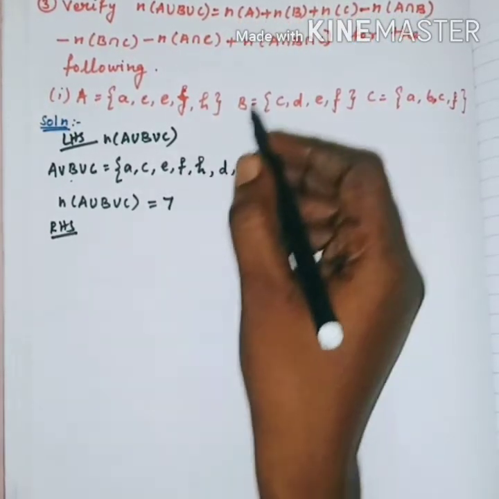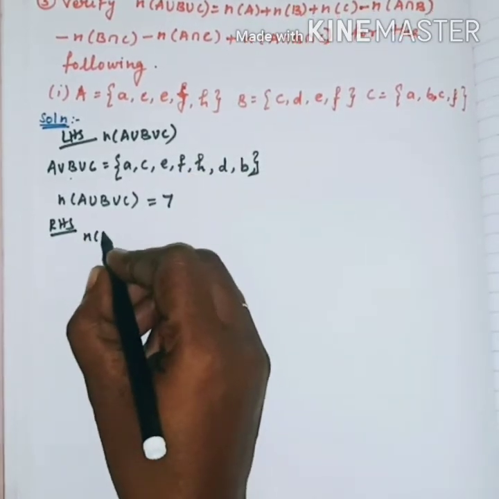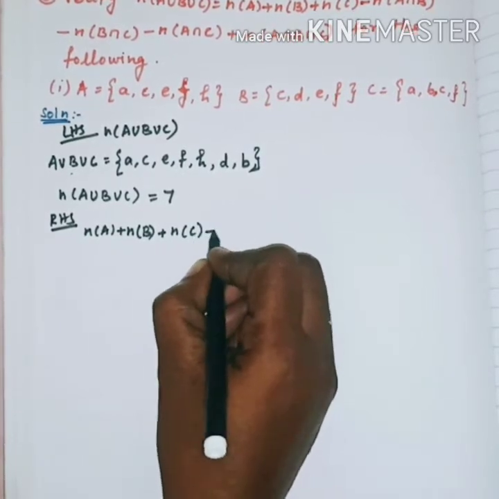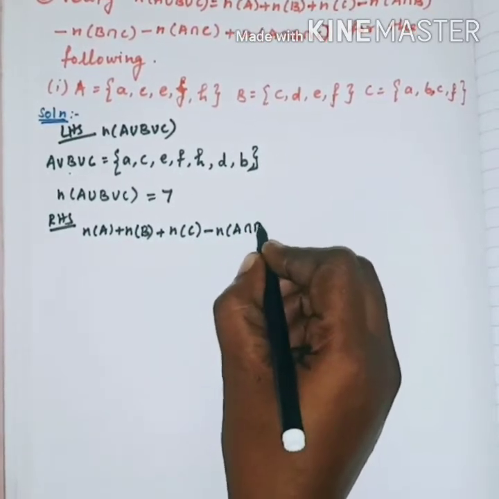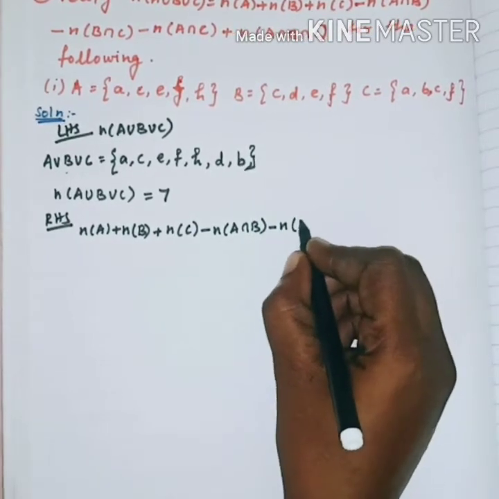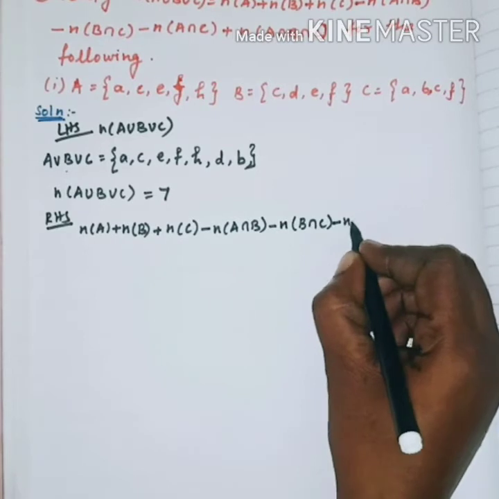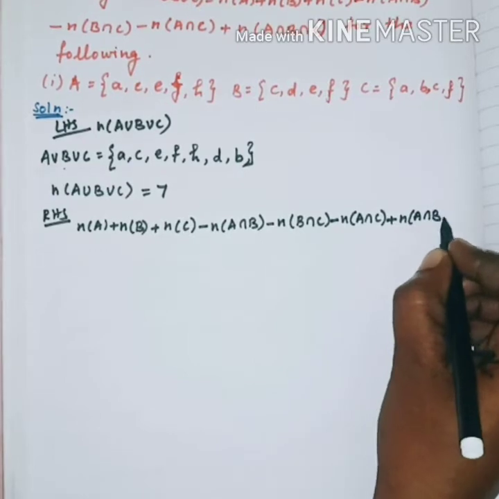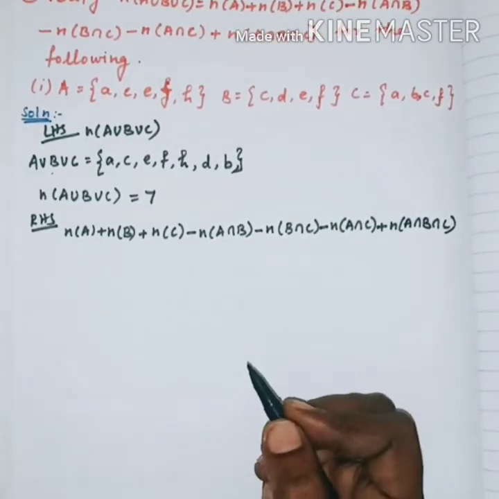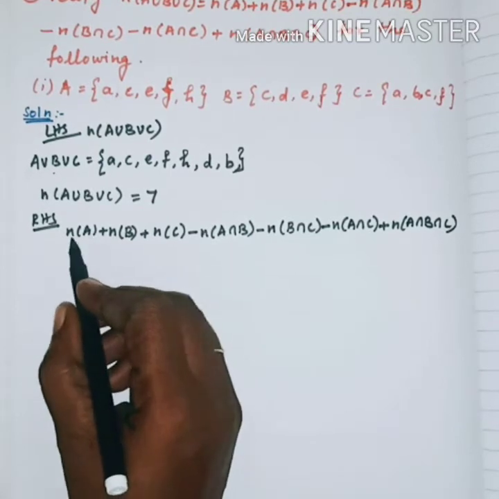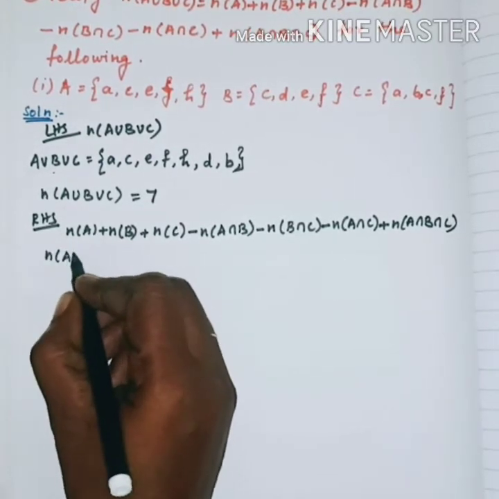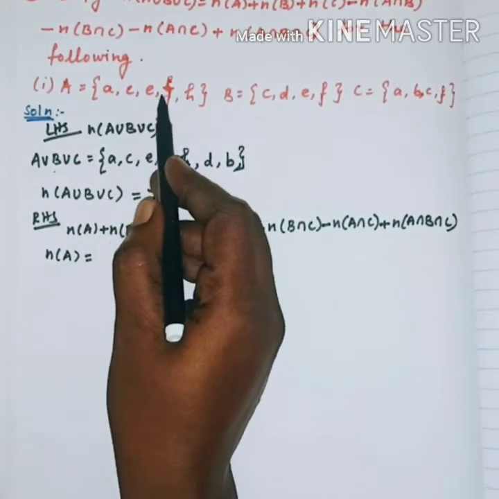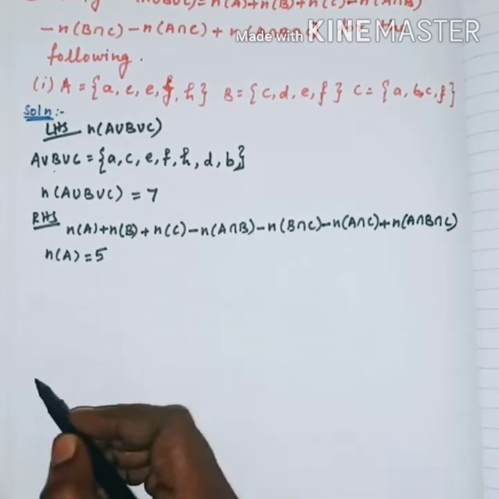What do we have in the right hand side? n of A plus n of B plus n of C minus n of A intersection B minus n of B intersection C minus n of A intersection C plus n of A intersection B intersection C. Okay, so first we have to find n of A, the number of elements in the set A. How many elements are there in the set A? 1, 2, 3, 4, 5. There are 5 elements in the set A.